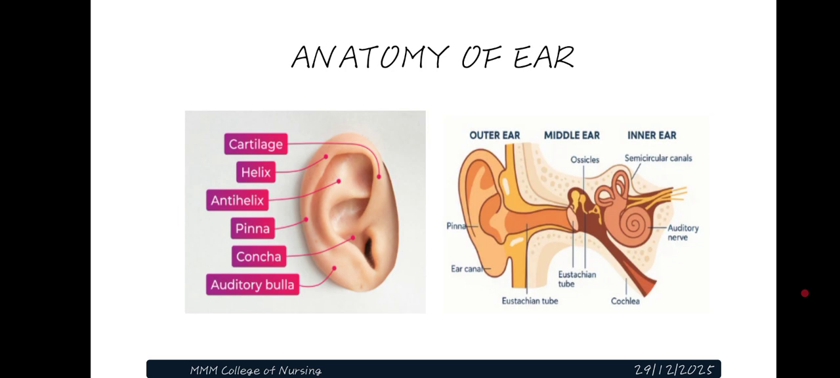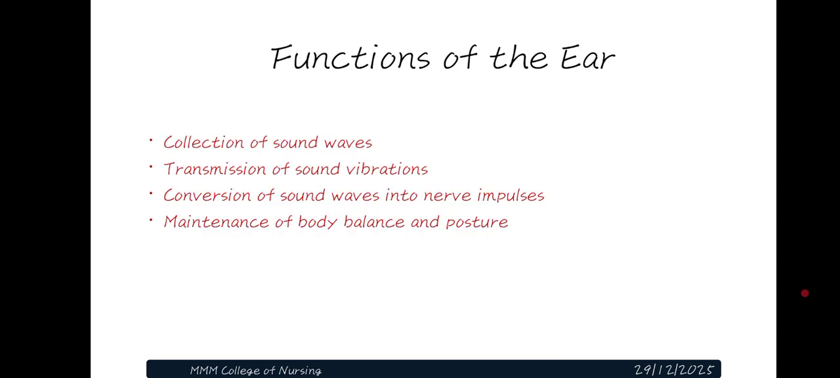Anatomy of the ear. So, the ear is the organ responsible for hearing and balance. It is divided into three parts: external, middle ear, and inner ear. So, the functions of the ear: collection of the sound waves, transmission of sound vibrations, conversion of sound waves into nerve impulses, maintenance of body balance, and posture.